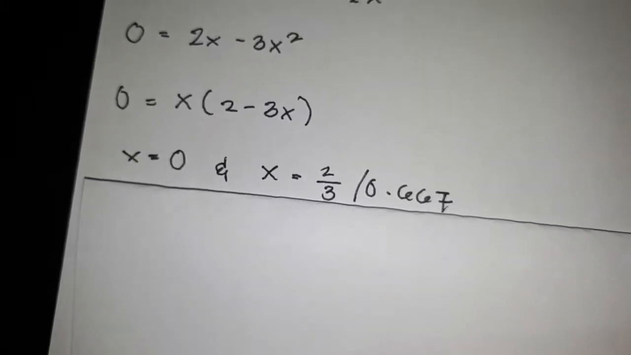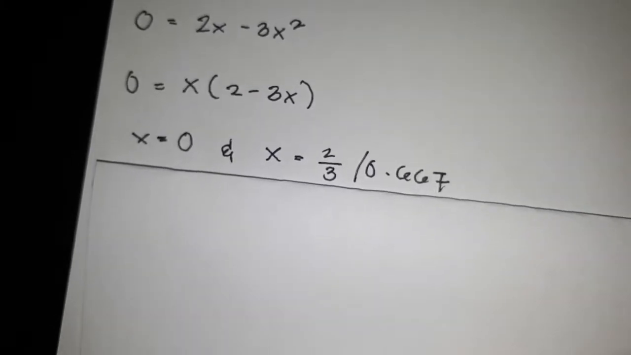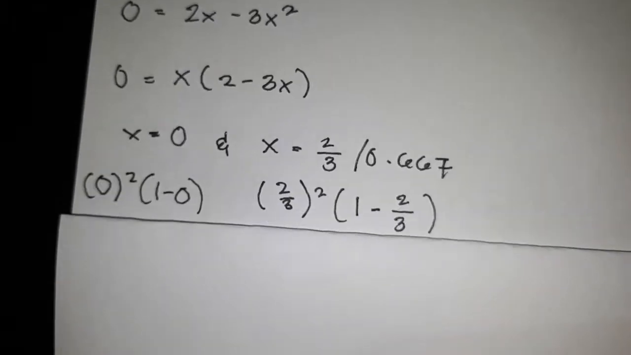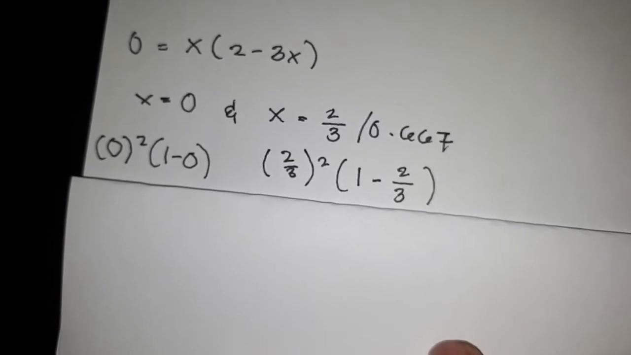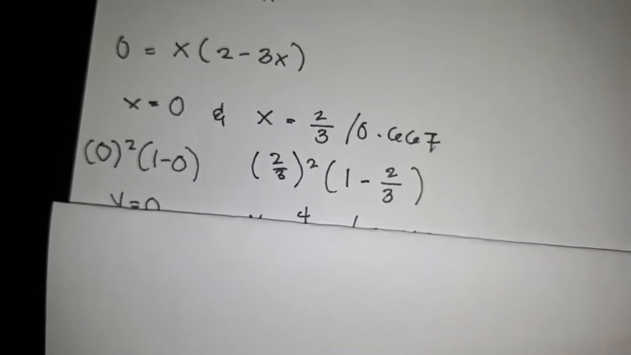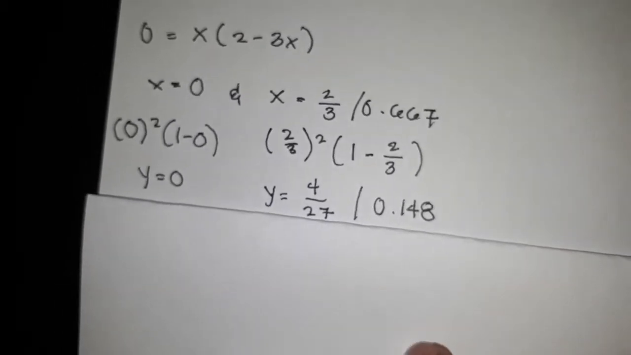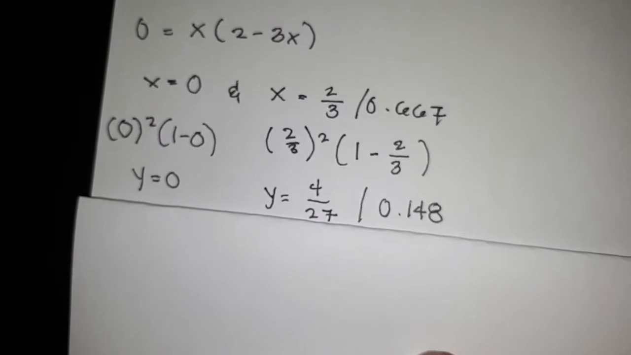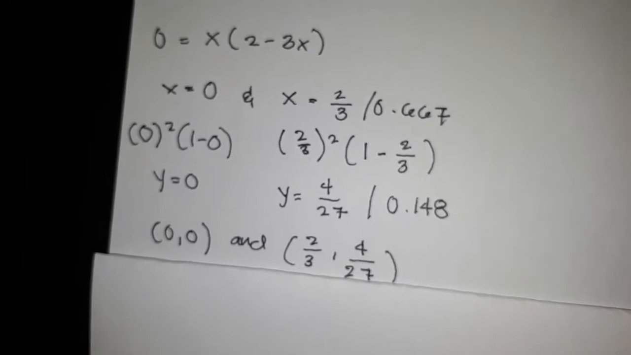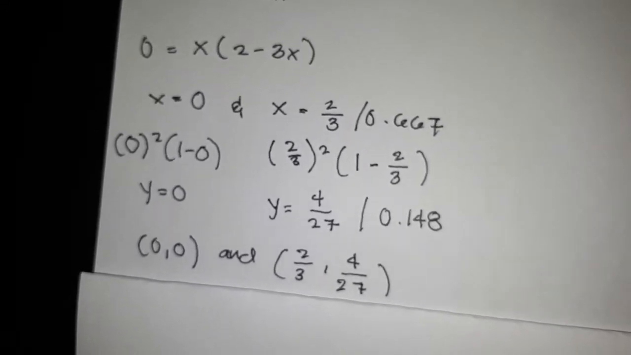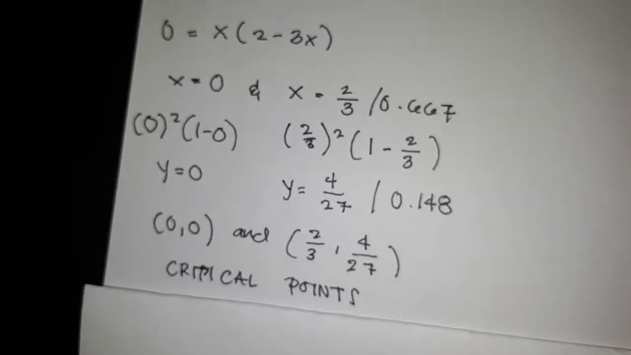After that, we substitute 0 and 2/3 to the original equation so that we will get the y. So, 0 squared times 1 minus 0 and 2/3 squared times 1 minus 2/3 is equal to y is equal to 0 and 4 over 27 or 0.148. So 0, 0 and 2/3, 4/27 are our critical points.